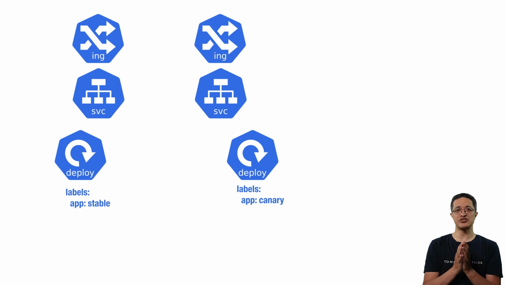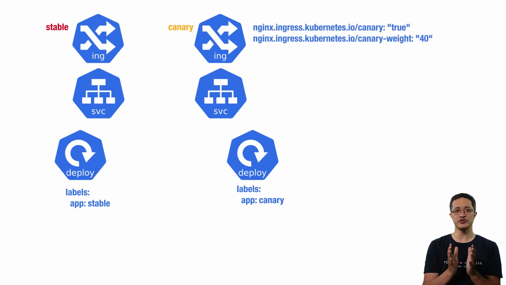Notice that this example assumes that we are using the Nginx ingress controller. However, other vendors also provide similar functionality. The first ingress object is the stable one, which targets the stable version. The second one is targeting the canary service. Yet it has a couple of annotations instructing the controller that this object serves a weighted portion of requests. Notice that both ingresses are accepting traffic at the same host.